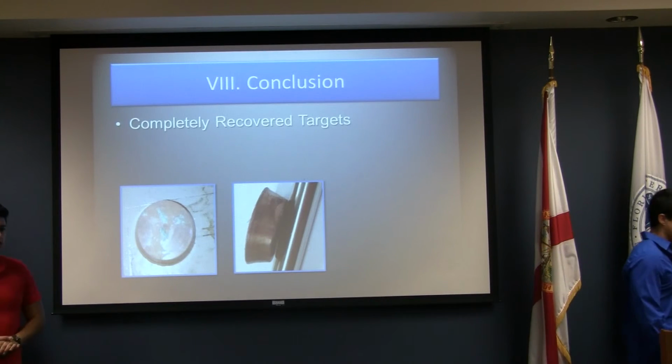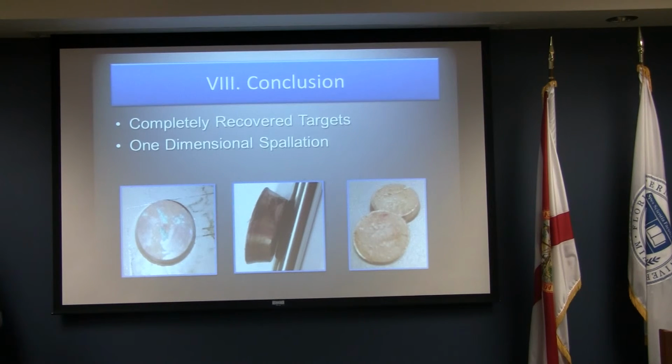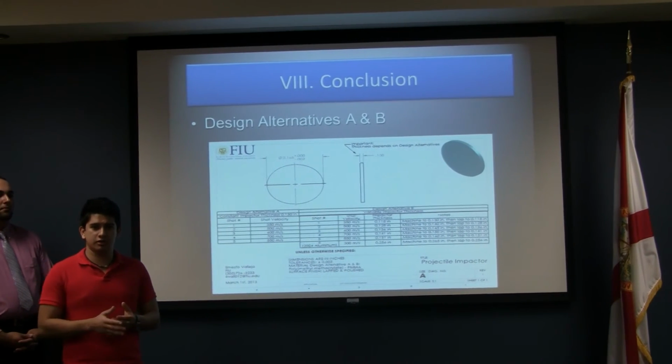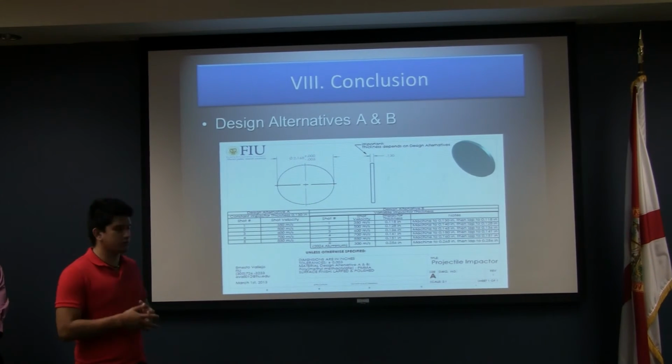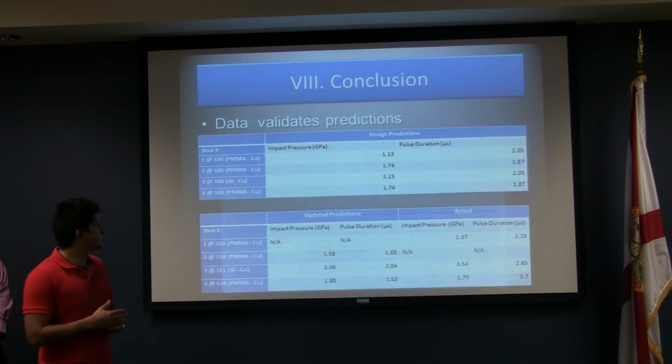So finally, we have completely recovered targets, which is a success for us. This is the first time recovery is being performed by AFRL, and we have achieved that. Then we have obtained one-dimensional separation and spallation in the target, which means that the momentum trap did its job and kept the edge effects from clouding the analysis. Now, we have also, next slide please, come up with two design alternatives, which means that we have gone the extra mile and given AFRL the flexibility to continue their work in this field after the senior design team stops collaborating with them. Next slide please.